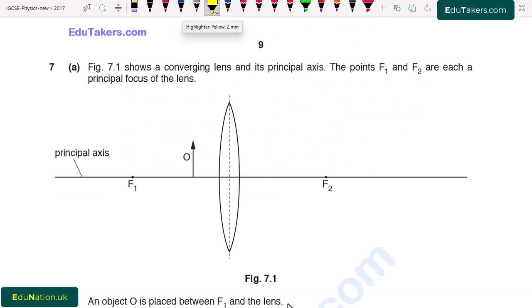Question number 7, part A. Figure 7.1 shows a converging lens and its principal axis. The points F1 and F2 are principal focuses of the lens. So in figure 7.1 we can see that there are two points F1 and F2. These are principal focus, and there is also a horizontal straight line. This line is known as the principal axis, and the object is placed very close to the converging lens, between F1 and the center of the lens.